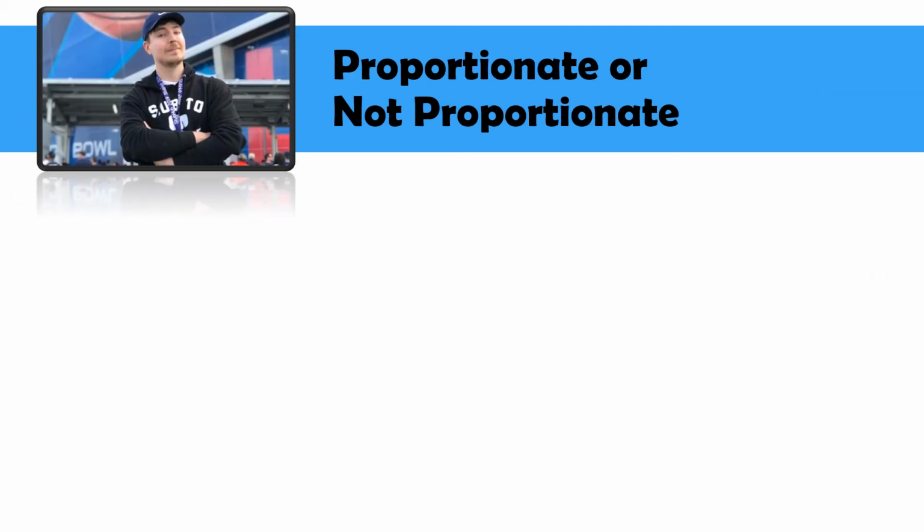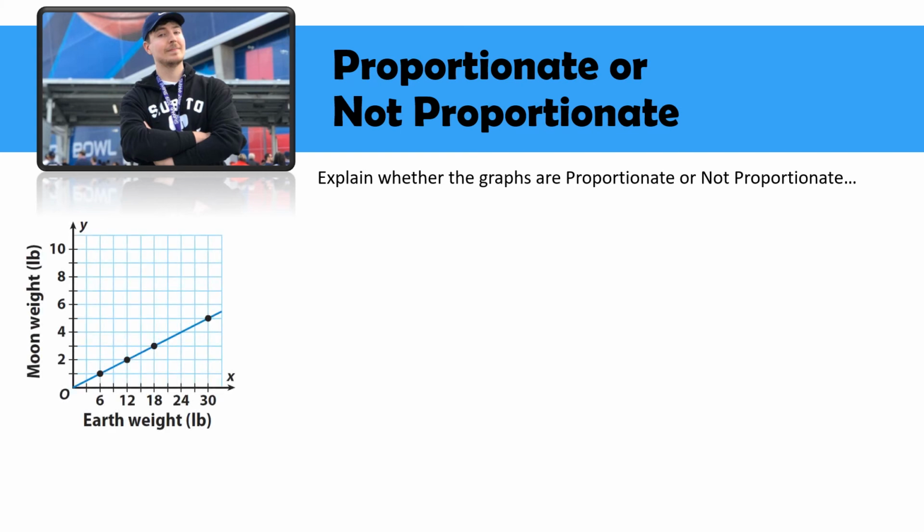Proportionate or not proportionate? That is the question that Mr. Beast is posing you now. But we're going to look at graphs this time only. So you're going to explain to me why these graphs are proportionate or not proportionate. First graph here, we're talking about how much you weigh on the moon compared to how much you would weigh on the earth. You're looking at that graph and looking for two things to see if it's proportionate. Does it make a straight line and does it go through the origin? Yes, 100%. It's definitely a straight line and it goes right through the origin here. So this is a proportionate graph.